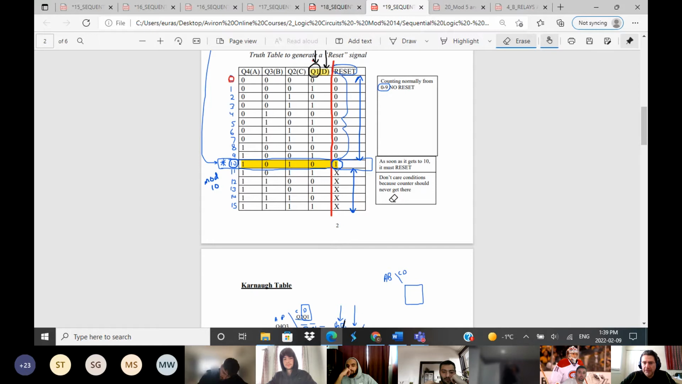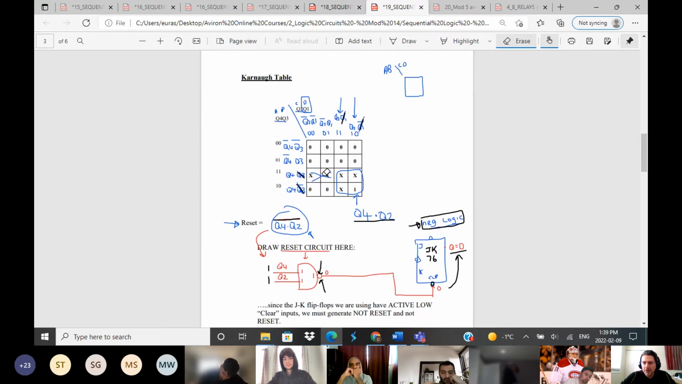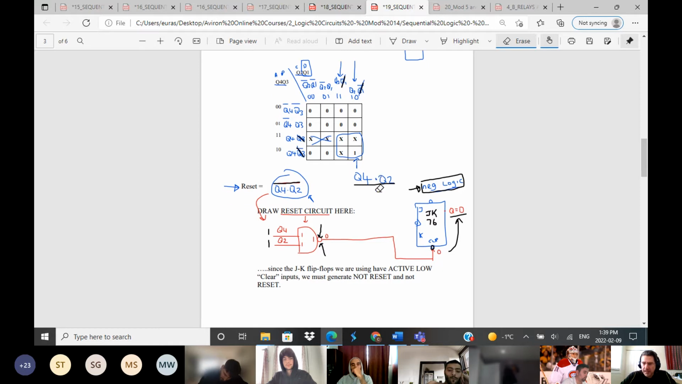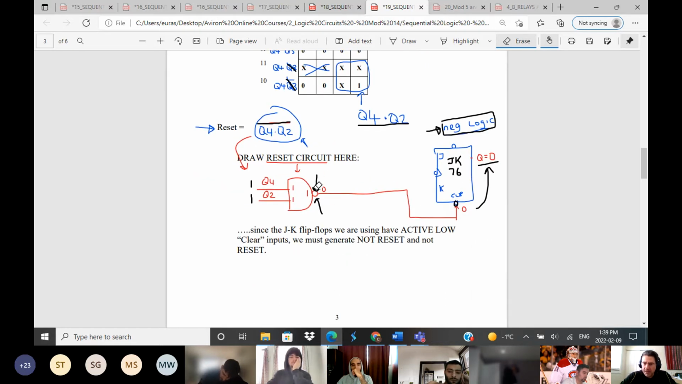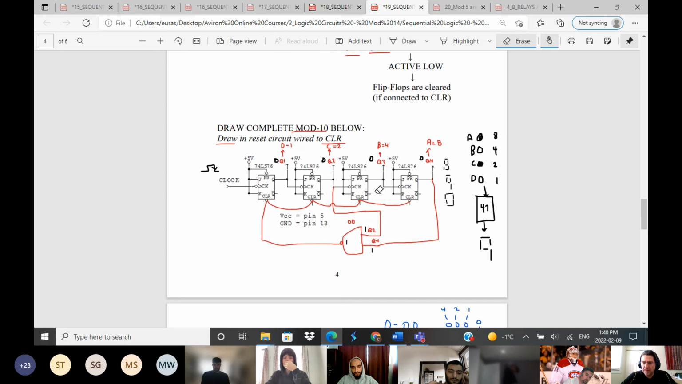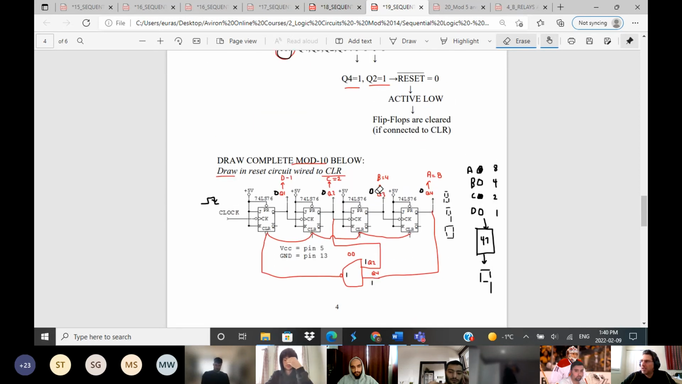We want to extract a simplified equation, so we plot it into the Karnaugh map. We make the largest group possible with a 1, and any X, we use to make it a bigger group. We extract Q4 times Q2, which tells you that you're tapping off of Q4 and Q2, and you're ANDing them together. And again, why is it a NAND then? It's a NAND because we're using a negative logic JK, which is the 76, where we need a 0 to clear. So we're going to use a NAND to take that 1, 1 and convert it to 0. And that 0 will basically clear all these gates. And that's how it's going to count.